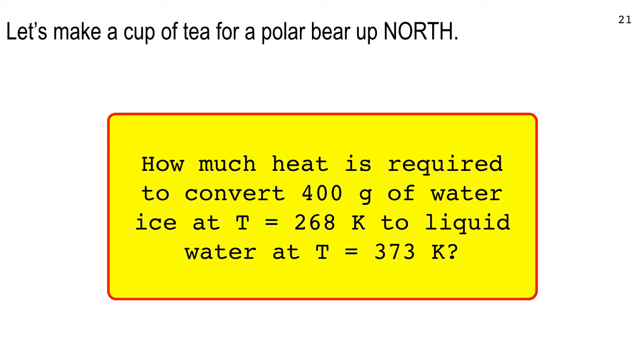But it's a convenient way to visualize having 400 grams of water ice at 268 Kelvin. That's below the freezing point. How many Kelvins below the freezing point is that? 5, right. So we have a delta T of 5. So when we heat this to 373, we've got to get to 273 first. And then we've got to melt it. So we're going to add heat to these 400 grams.